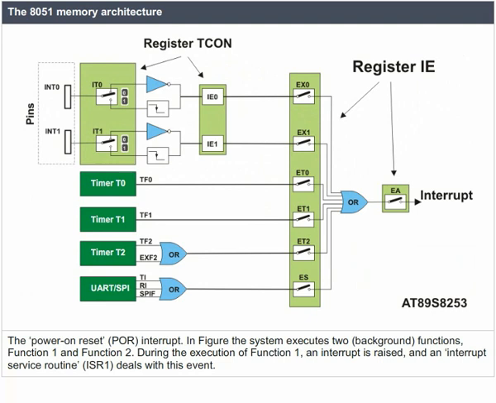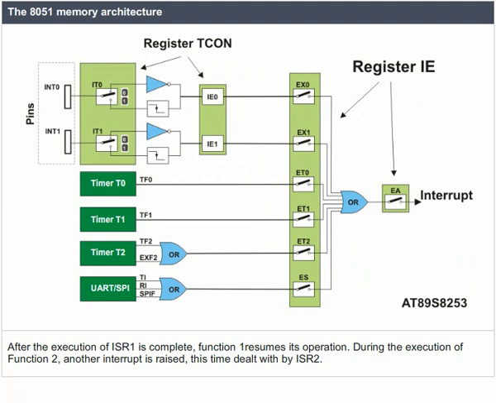In the figure, the system executes two background functions, function 1 and function 2. During the execution of function 1, an interrupt is raised, and an interrupt service routine, ISR1, deals with this event. After the execution of ISR1 is complete, function 1 resumes its operation. During the execution of function 2, another interrupt is raised, this time dealt with by ISR2.